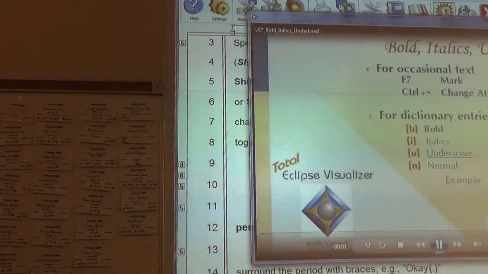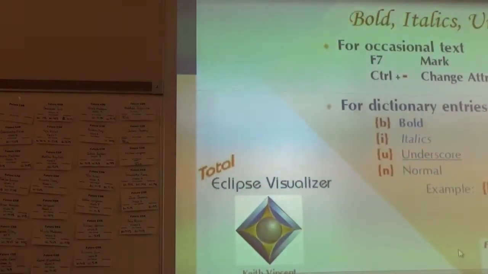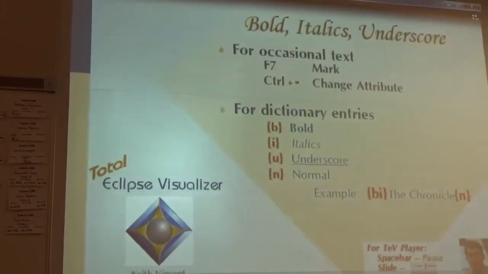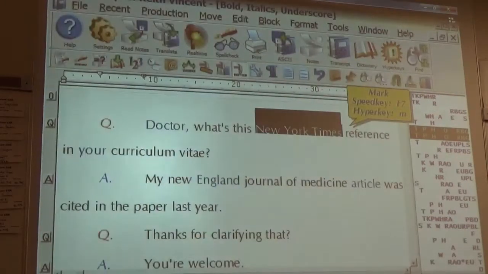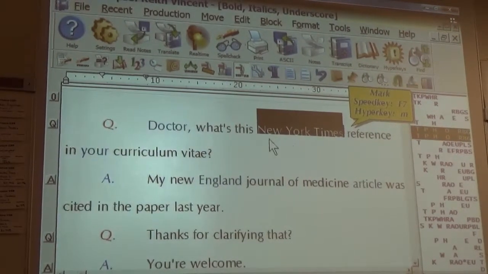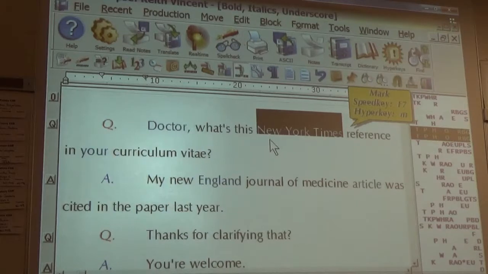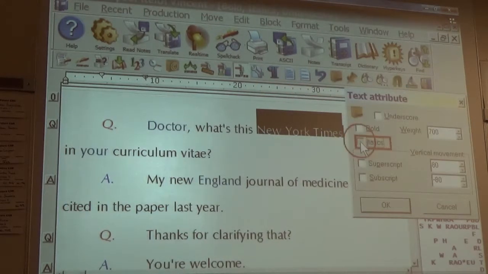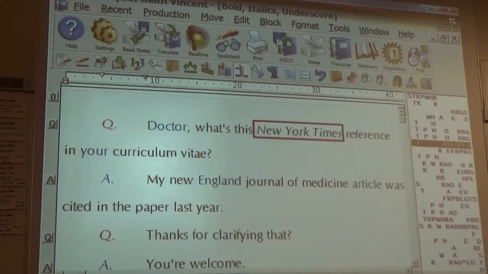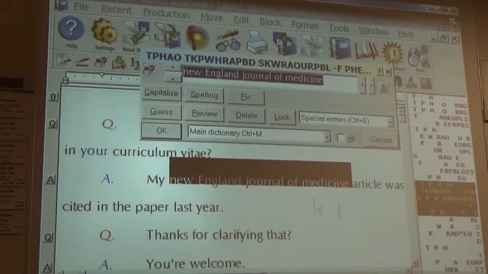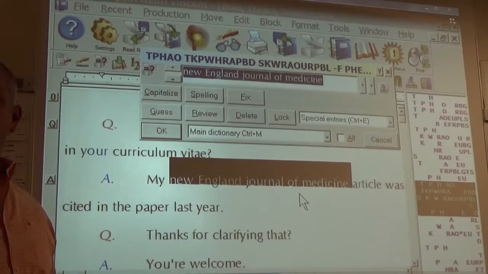At times you'll want to use bold, italicized, or underscored text. Let's see how to do that. If you only want to use bold printing, italics, or underscoring occasionally, then mark your text and change its attributes. But you can also create a dictionary entry. So it's the control hyphen is the attributes, okay?